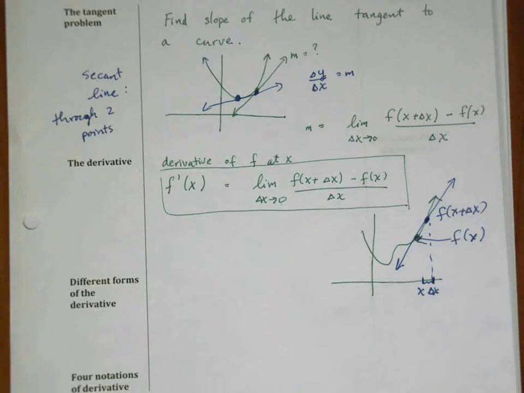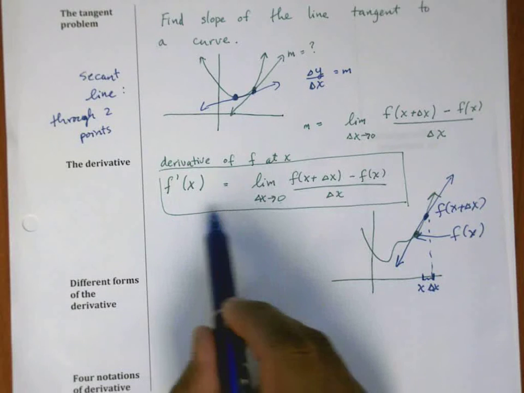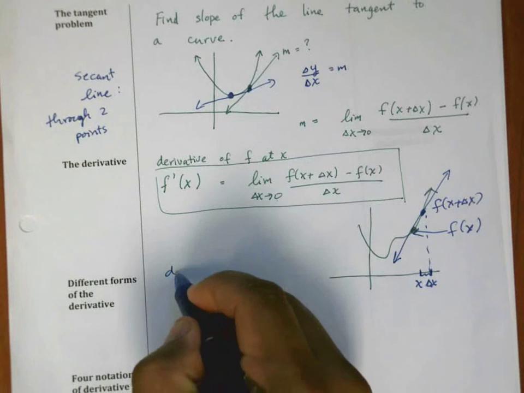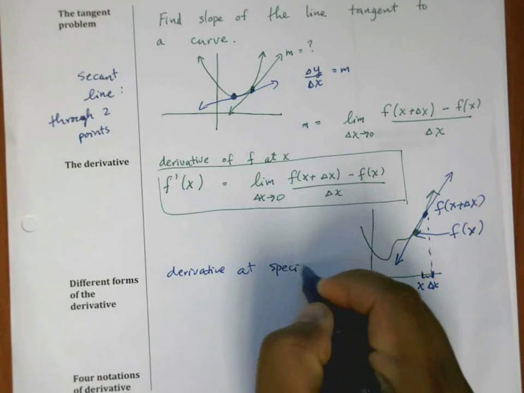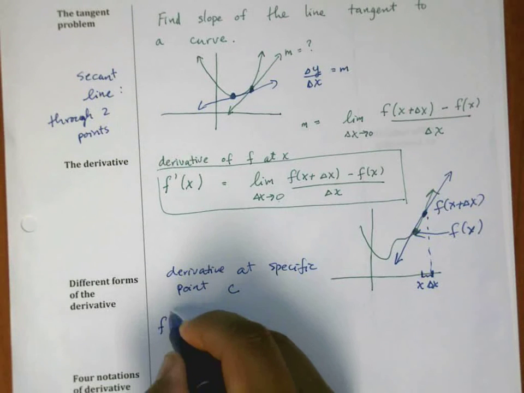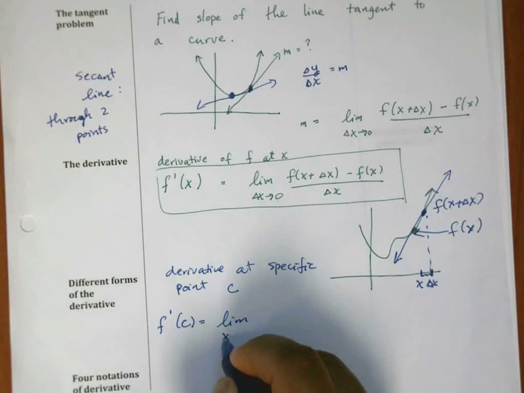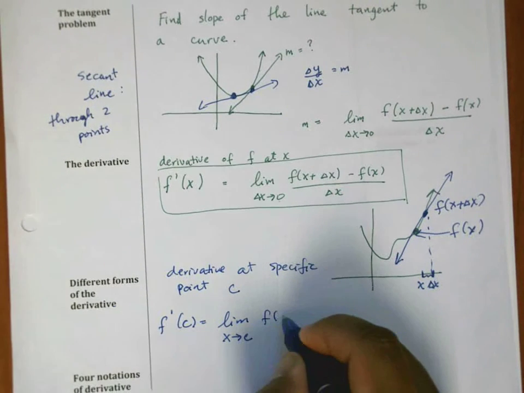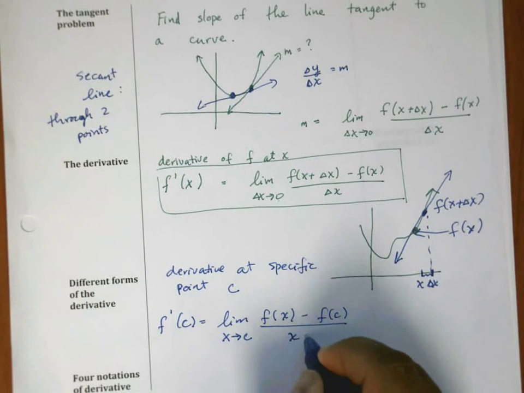Now, with that, there's a couple different forms of the derivative as well that we can look at. And this form that we have right now, this is really the derivative for the entire function. We can also find the derivative at a specific point. Let's call it C. And so this is called f prime of C is equal to the limit as x approaches C of f of x minus f of C, all divided by x minus C. Okay.